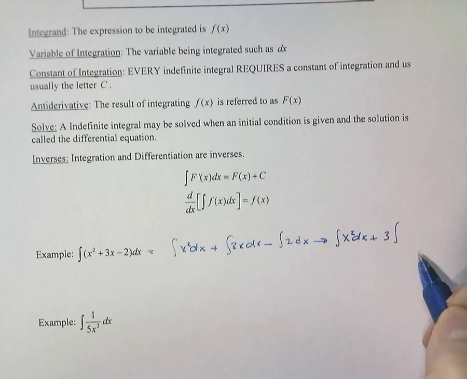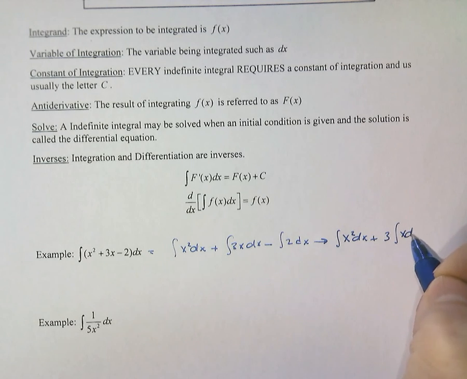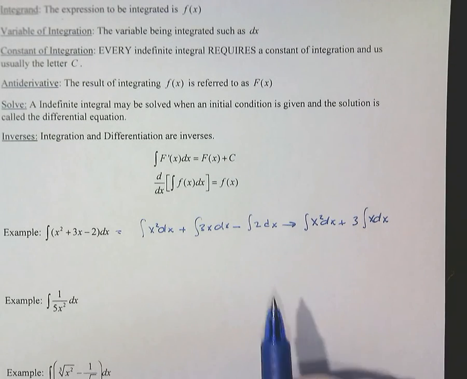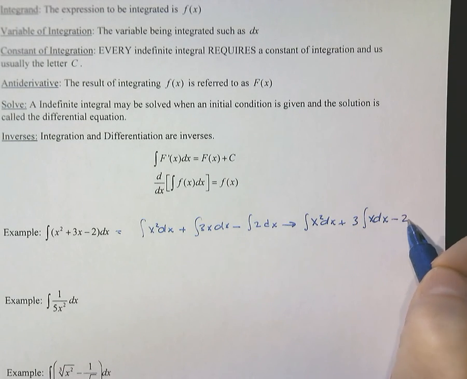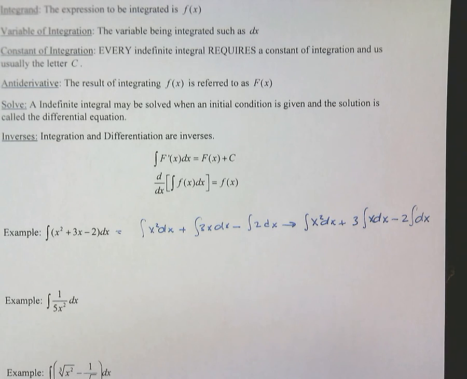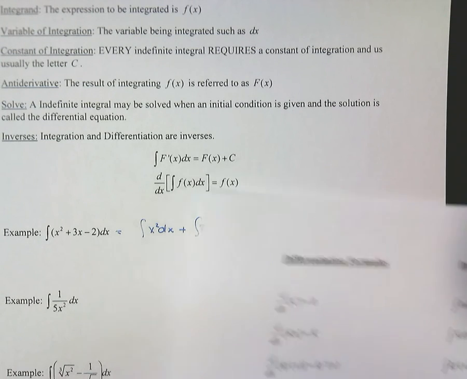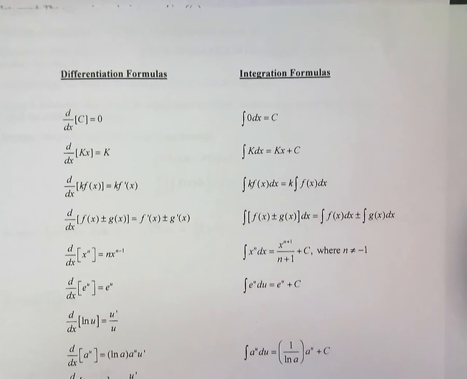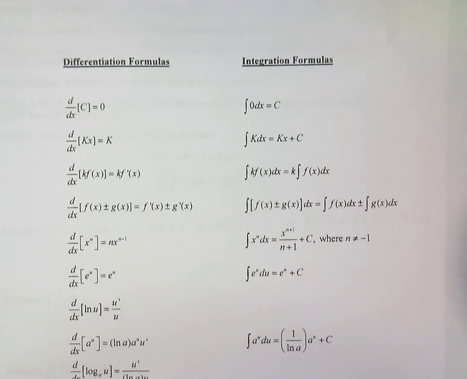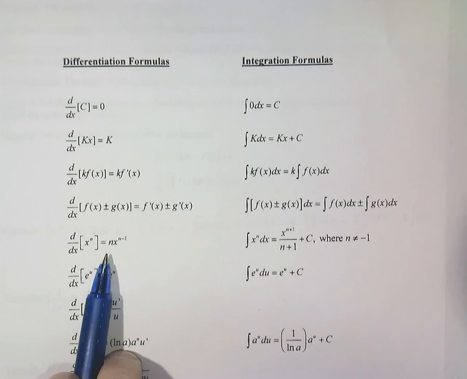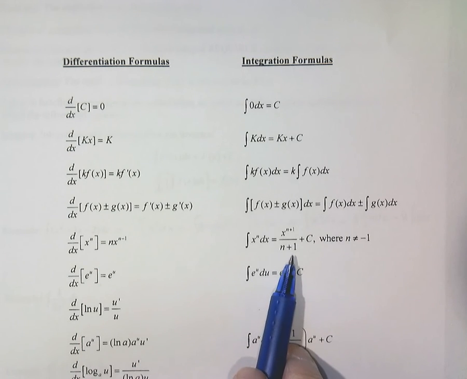3 is a constant. I can bring that out front. And negative 2 is a constant. So now let's look at what happens on the back of your sheet. Like I said, this is called a power rule. Here's my power rule with differentiation. Here's the power rule with integration.